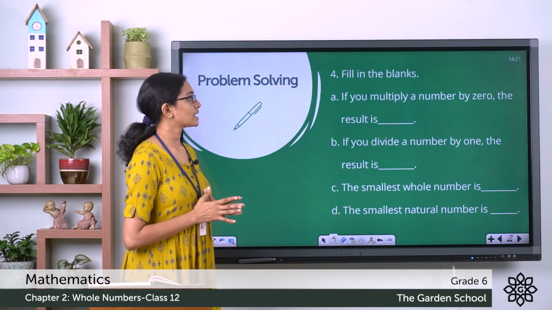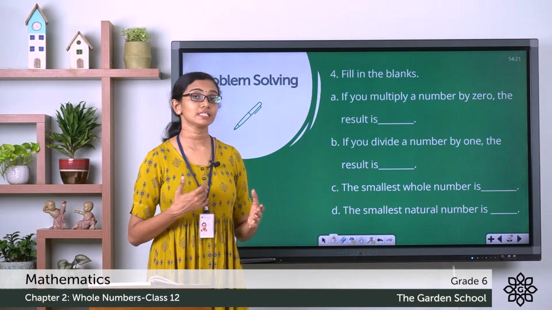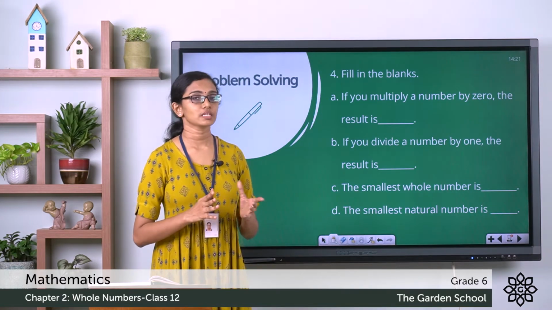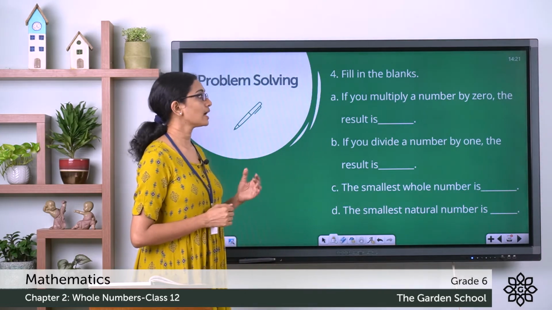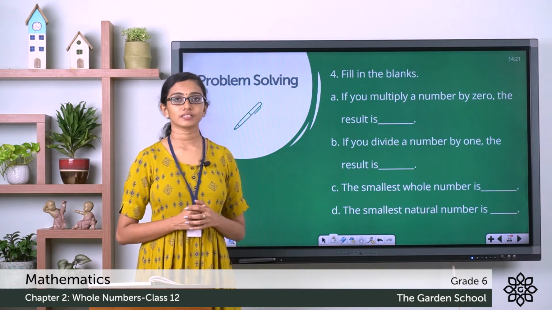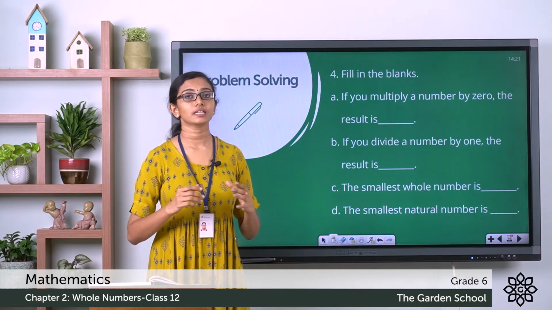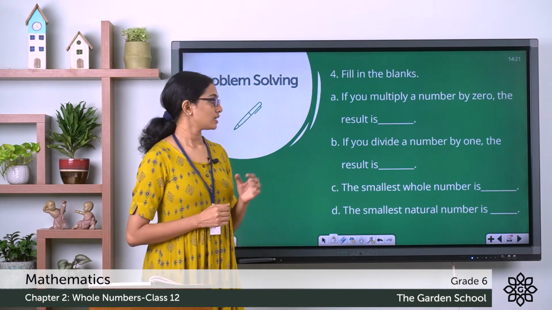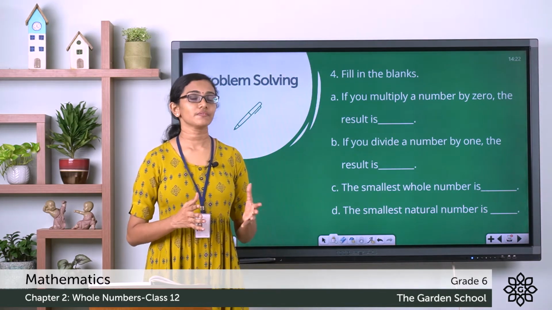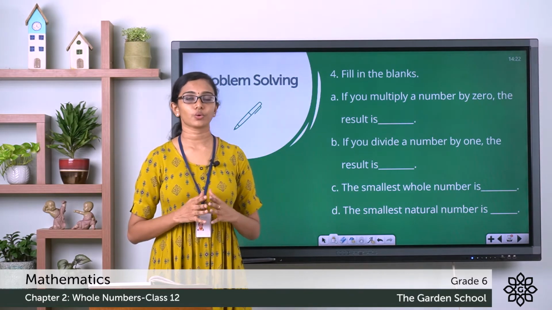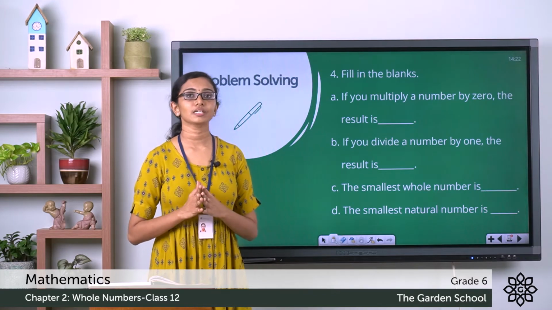Now if you multiply a number by 0, the result is, we have learned if you multiply any number by 0, the result will be 0. Now what about the next one? If you divide a number by 1, the result is, you divide any number by 1, the result will be that given number itself. Now the third one, the smallest whole number is. The set of whole numbers starts with 0 and extends to infinity. So the smallest whole number is 0.